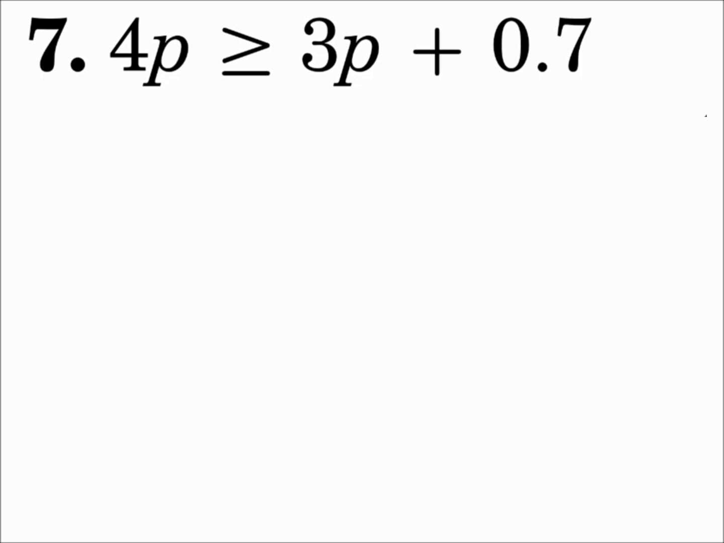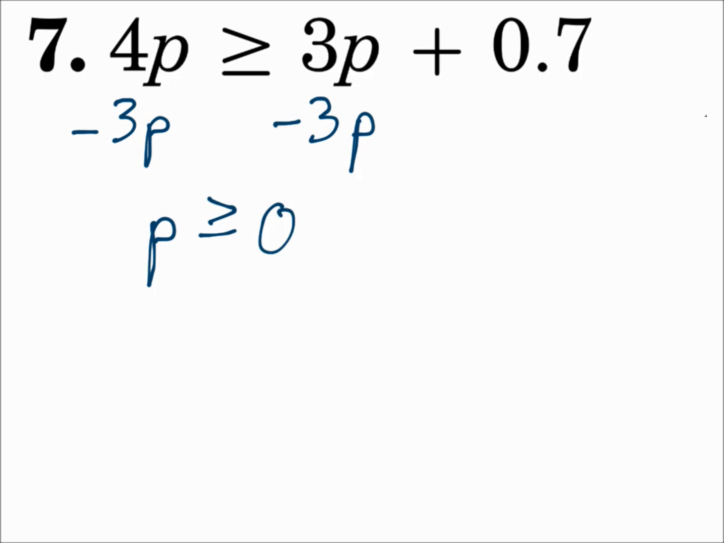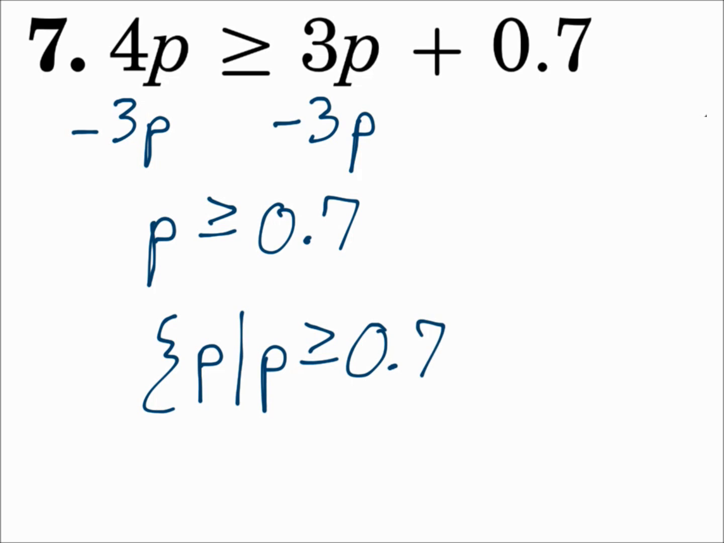It's a positive 3p, so let's subtract it from both sides. 4p minus 3p is p. The p's cancel on the right, and it leaves 0.7. So you have all p such that p is greater than or equal to 0.7.